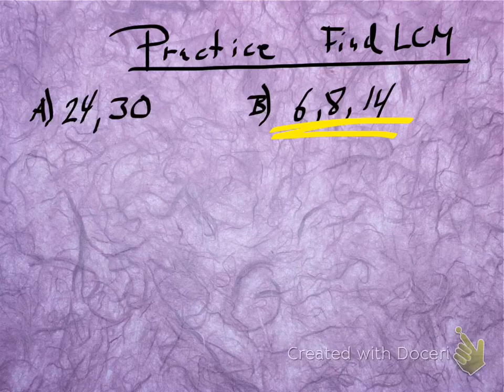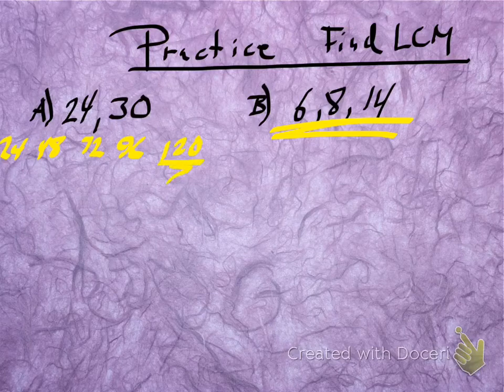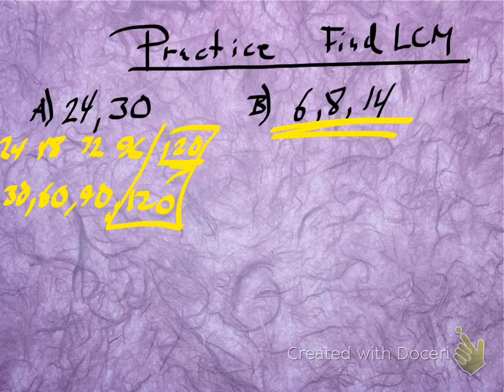If I did 24 and 30 and started listing out multiples, we'd have 24, 48, this one's going to be hard, 72, 96, 120, I think. And actually, I think 30 goes into 120, so that's probably going to work, so we'll stop there. The next list will be 30, 60, this one's a little easier, 90, 120. And sure enough, double check the list, and the first number that's in both lists is 120, right? Yeah.